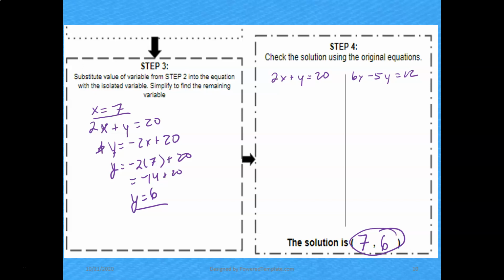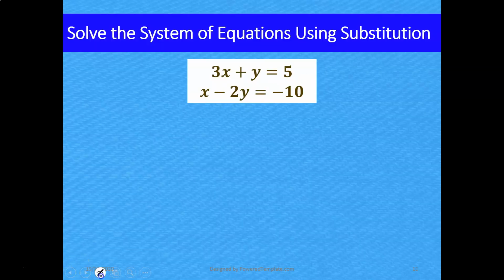All right, I want to do one last example without using these charts because I do think that looked a little confusing at times, because usually you just do it straight through. Remember though, step 1 was to isolate a variable. They're not isolated in this example, so I'm going to take the first equation, 3x plus y equals 5, and isolate the y. So I get y equals negative 3x plus 5.